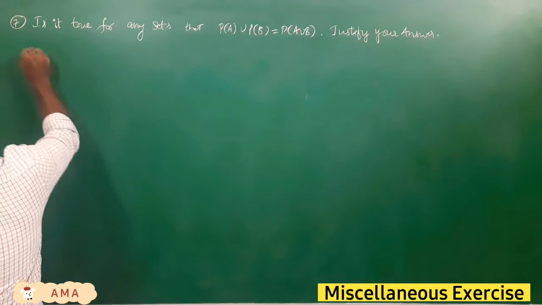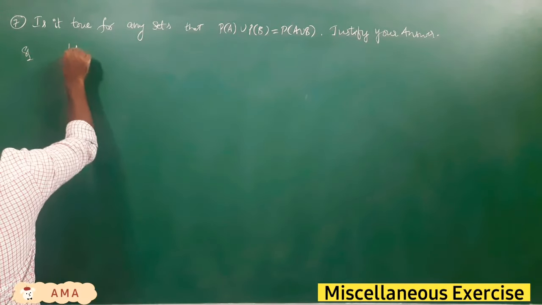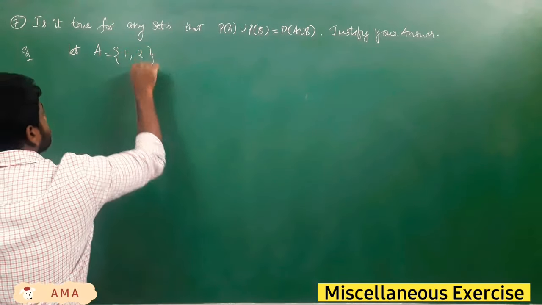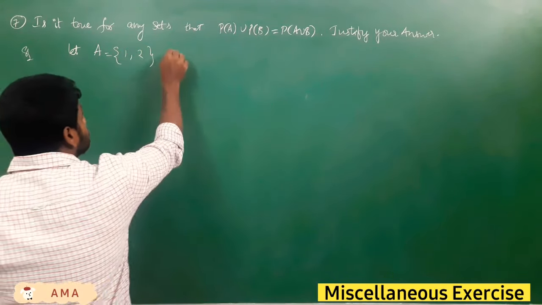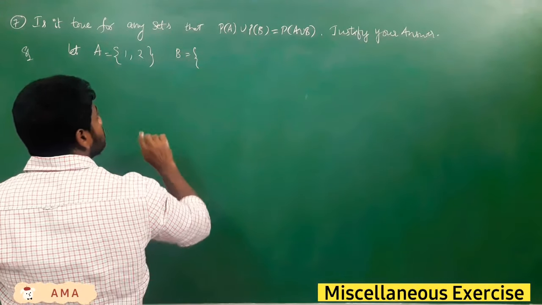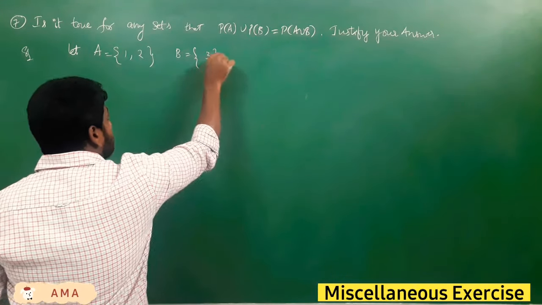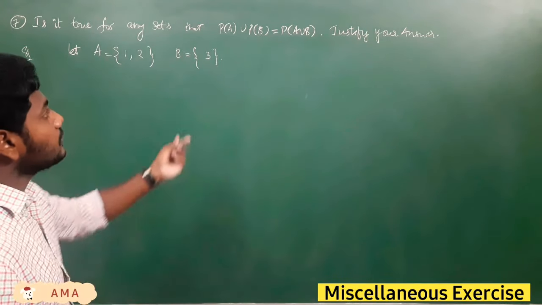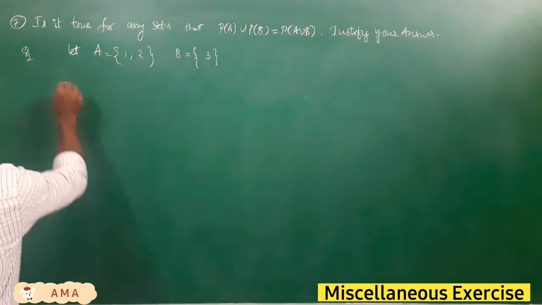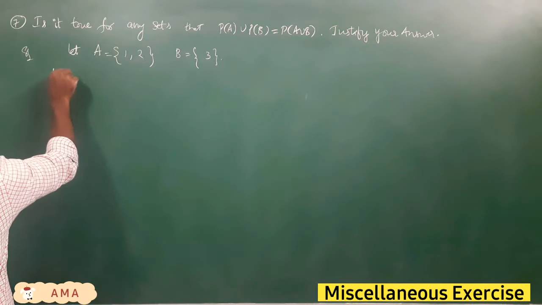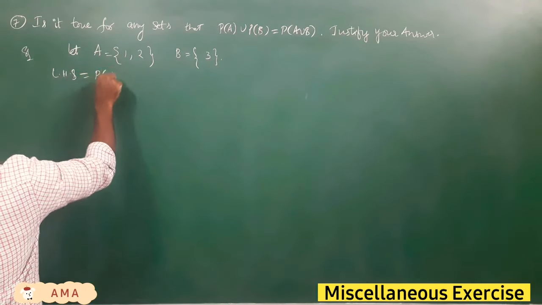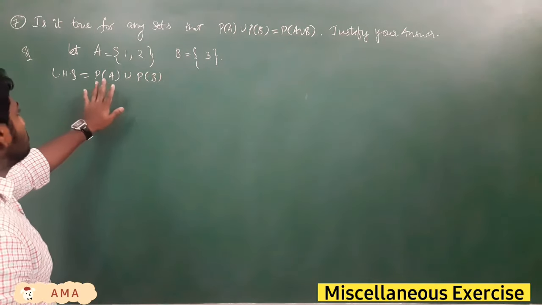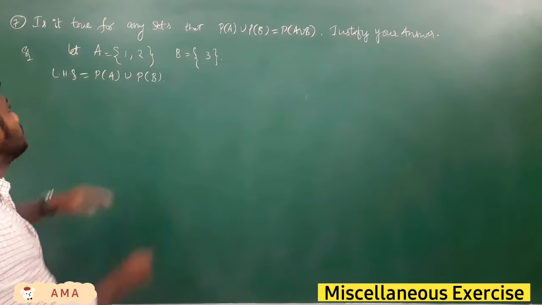Why? Because I will consider an example. Let capital A be equal to set 1 comma 2, and capital B be equal to set 3. Now, first I will consider LHS. What is LHS? In that LHS part, P of A union P of B is there. But before finding P of A union P of B, first we need to find P of A and P of B.